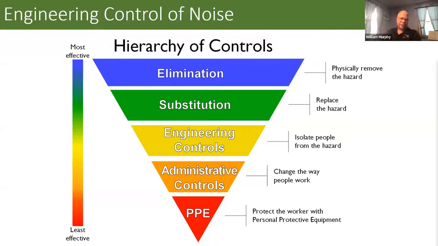Administrative controls. Well, we want to change the way that people work. One of the easiest things to do is just to say, all right, you can only do this job for so many hours. But it's less effective, because all that person has to say is, well, boss, I don't want to spend my time working another job today. Just let me work here for another couple hours. And if they do that enough, then you can end up with overexposures.